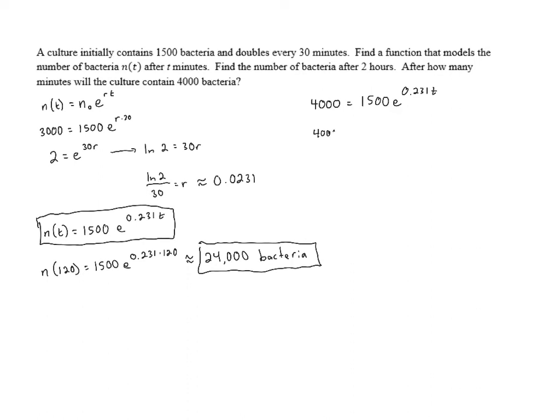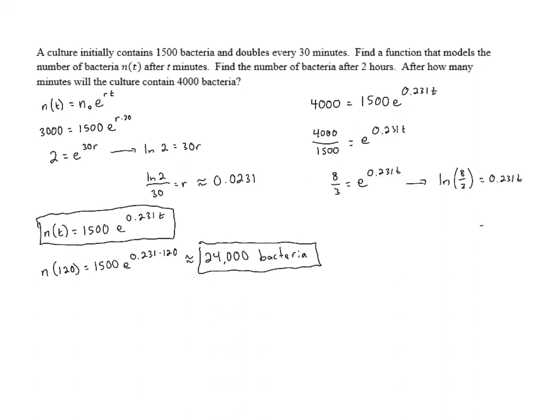So we've got 4,000 over 1,500 equals e to the 0.231 t. We can simplify this fraction. We can get rid of 2 zeros on the top and bottom, and then 40/15 reduces by 5 to give us 8/3. So we have 8/3 equals e to the 0.231 t.